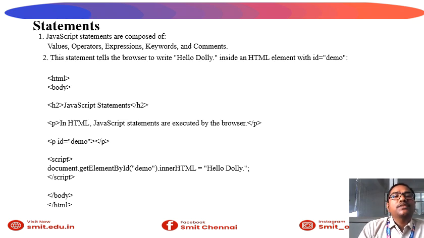Next is statements. JavaScript statements are composed of values, operators, expressions, keywords and comments. This statement tells the browser to write, for example, the sentence Hello Dolly inside an HTML element with the ID demo. Now you can see in this example, the paragraph ID is demo, and under the script tag we use document.getElementById. The name of the ID is demo, dot innerHTML, and you can give the values, direct statements, and that will get printed on the browser.